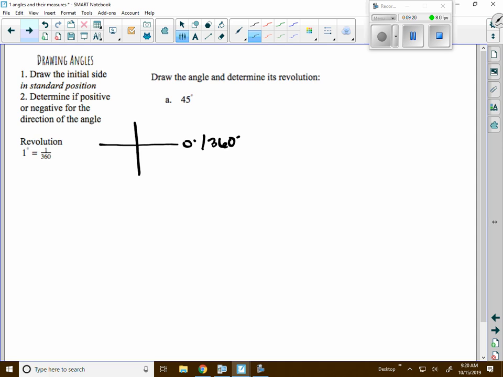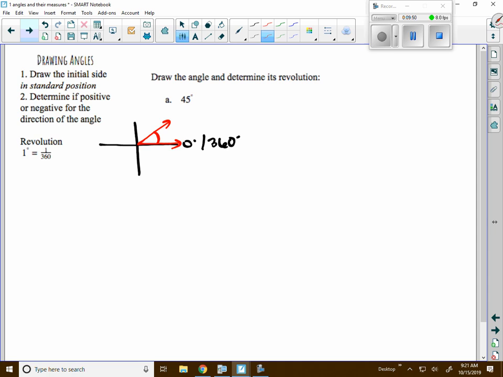Okay. So if we wanted to draw 45 degrees, we have our initial side here, and then our terminal side, 45 degrees, is about right there. So that's how we would draw that angle. There's our 45-degree angle. You can think 45 is half of 90. It should be halfway between the x-axis and the y-axis.